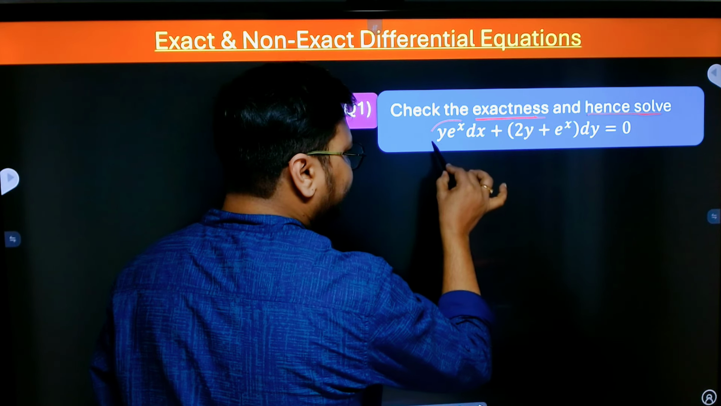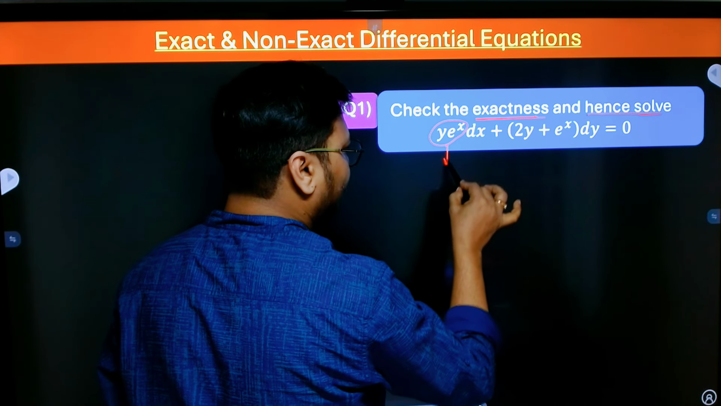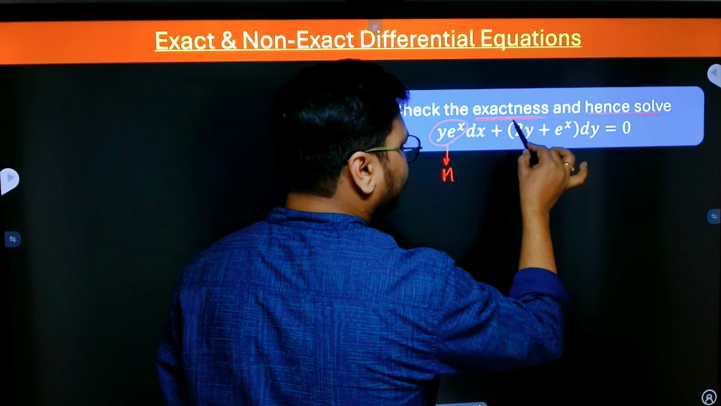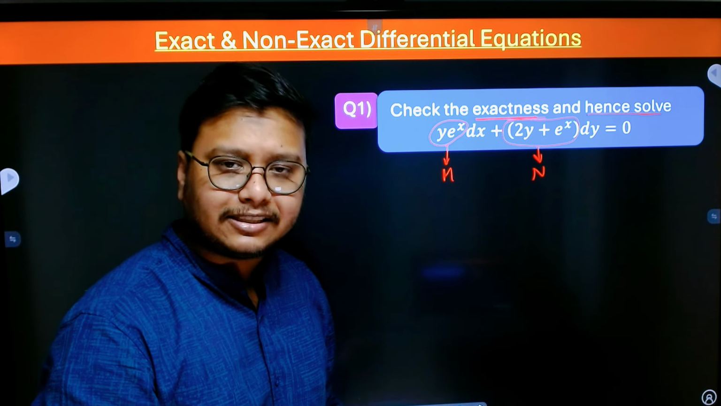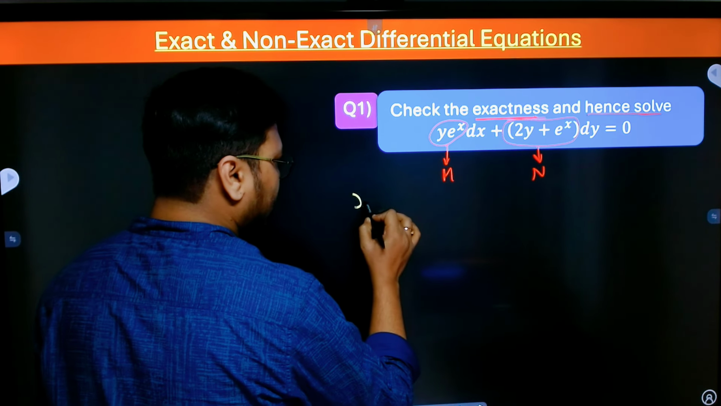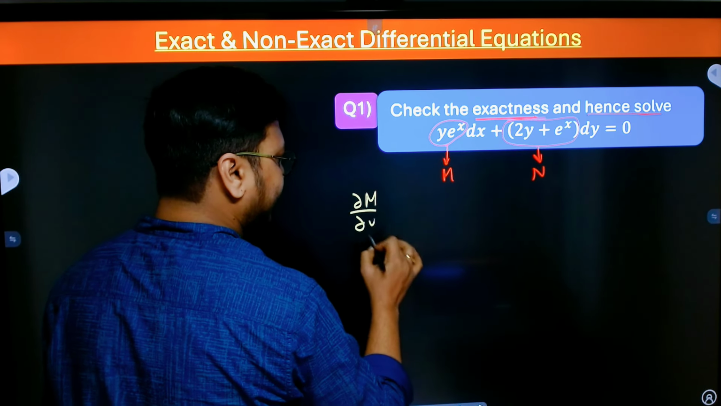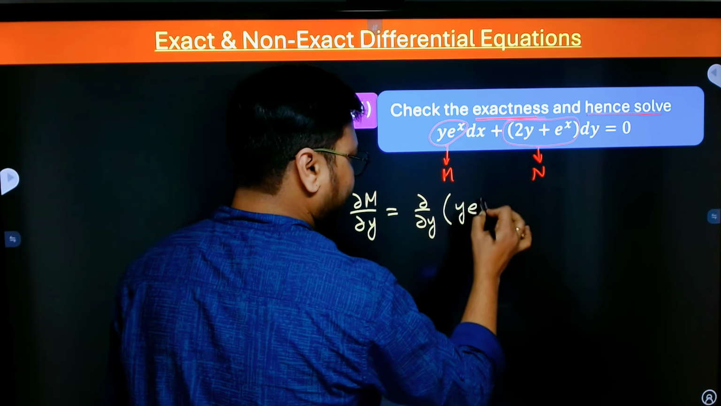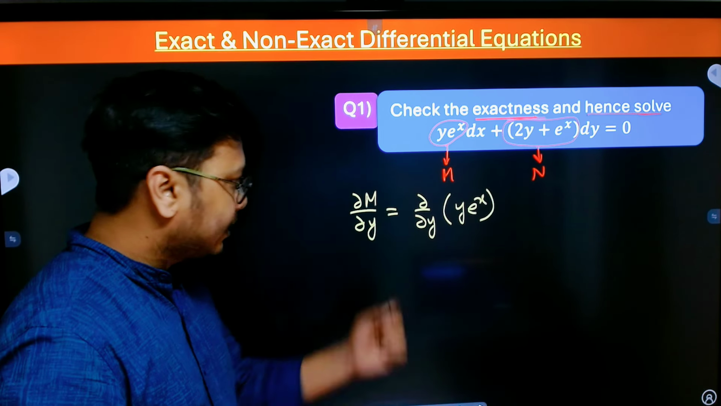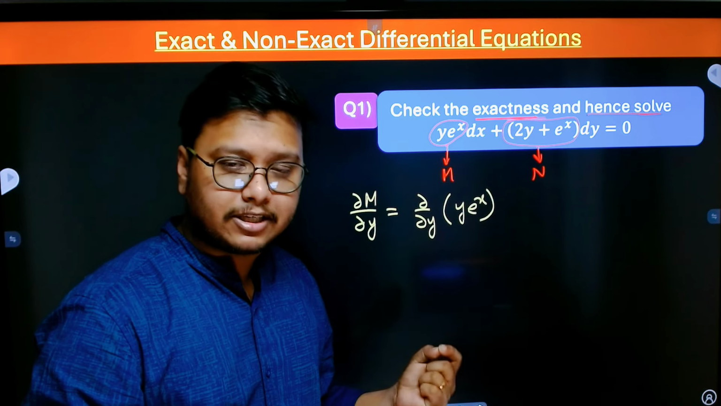So the part associated with the dx, that's our M part, and the part associated with dy, that's our N part, right? So the first thing we need to do is find out del M del y and del N del x and check whether they are the same or not. So we need to find out del M del y. So that would be del y of y e to the power x, right? Now we are partially differentiating with respect to y.